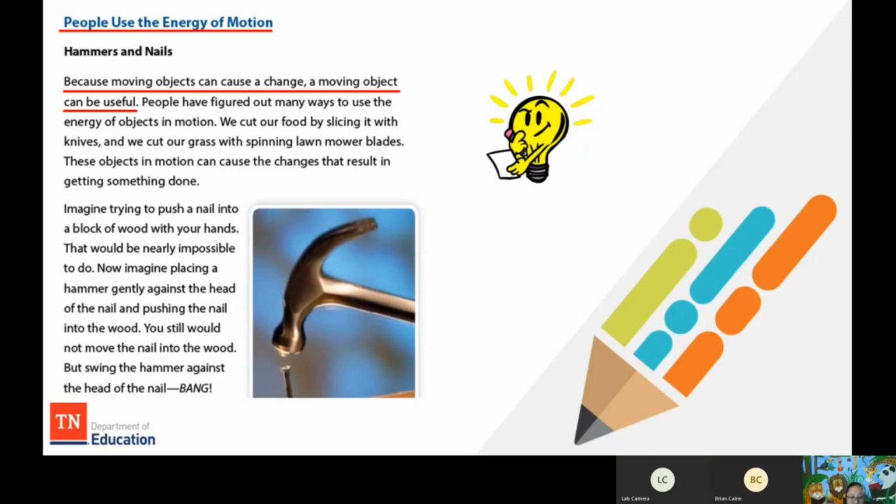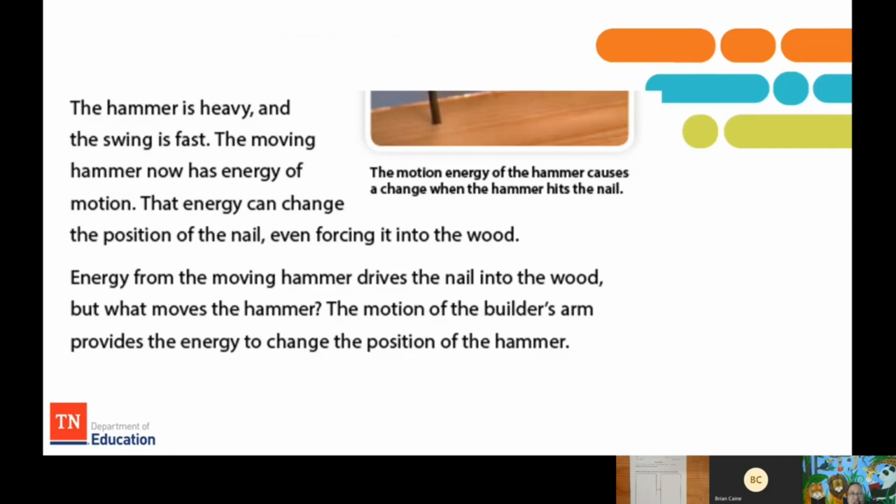But swing the hammer against the head of the nail, bang. And so that means when you have the hammer and pull it up and the motion's going down, it hits the nail, and that makes a noise, and probably going to put the nail inside. You might need it a couple times depending on how hard you actually swing it. The hammer is heavy and the swing is fast. The moving hammer now has energy of motion. That energy can change the position of the nail, even forcing it into the wood. Energy from the moving hammer drives the nail into the wood.